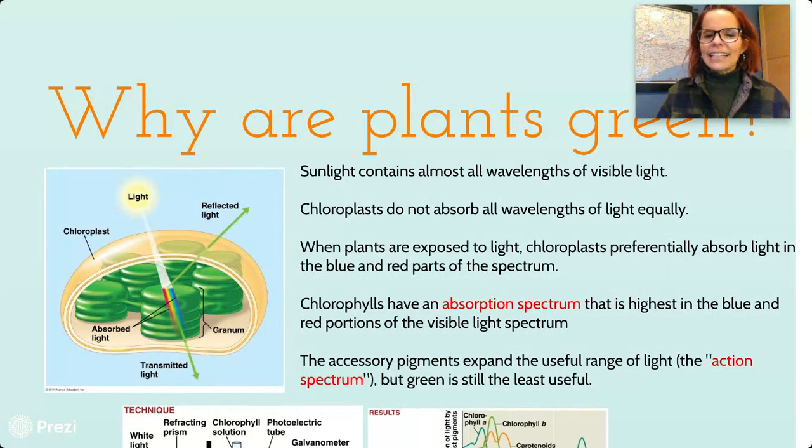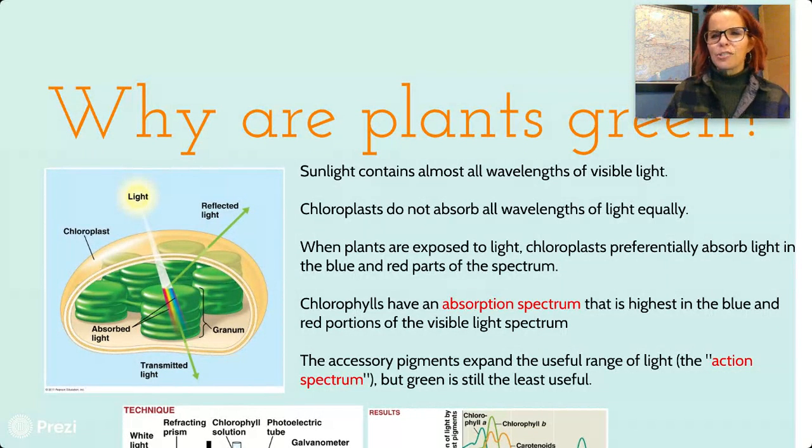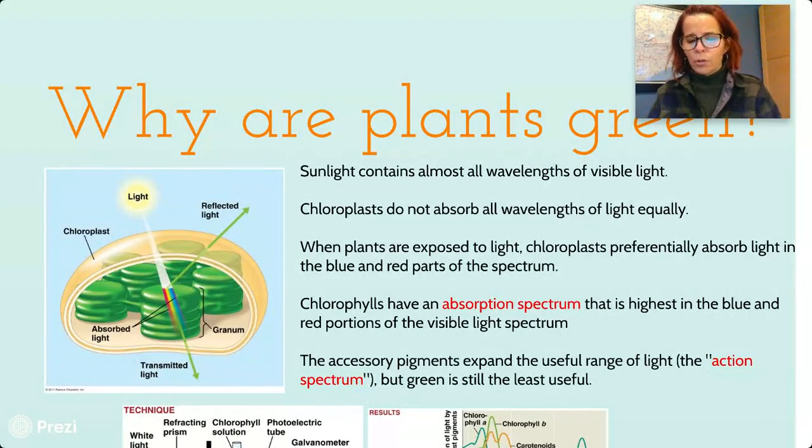So it says sunlight contains almost all wavelengths of visible light. Chloroplasts do not absorb all wavelengths of light equally. When plants are exposed to light, chloroplasts preferentially absorb light in the blue and red parts of the spectrum. Chlorophylls have an absorption spectrum. We're going to look at that in just a second. That's what part of the spectrum they can absorb, which is highest in blue and red, but terrible in green. The accessory pigments expand the useful range of light, called the action spectrum, which we're going to see in just a moment. But green light's still the least useful, and that's why plants look green, because that light is being reflected back to our eyes and not being absorbed by the plants.